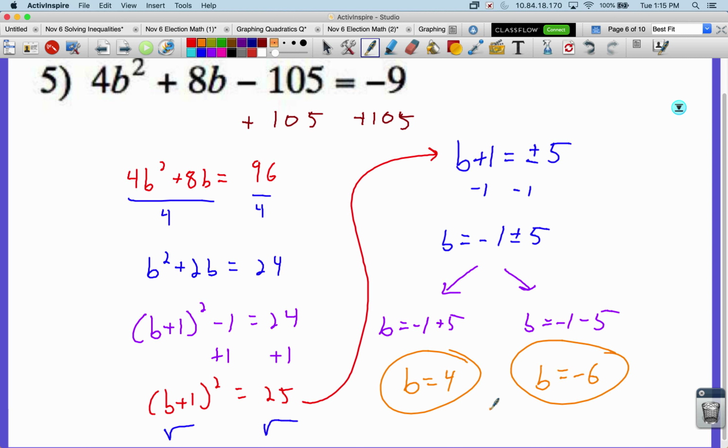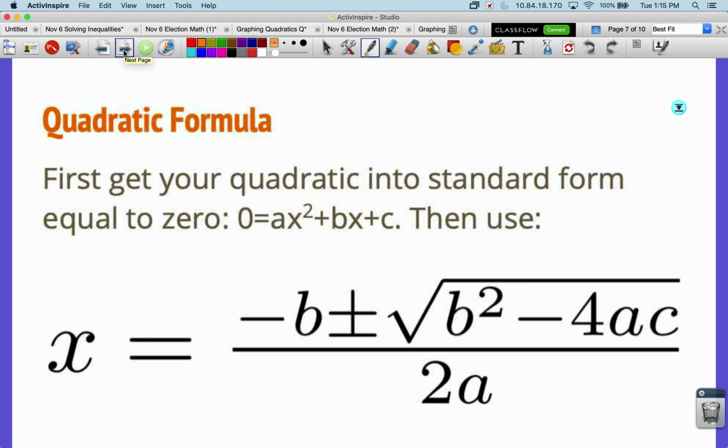So it worked for this problem, but you might have noticed maybe back here I could have moved the 24 over and this would have factored into b minus 4 and b plus 6. That would have been a little bit faster, but it still works. If you just want to learn this method, you could actually avoid factoring for a lot of problems. Although factoring is faster, so you should still know how to do it.